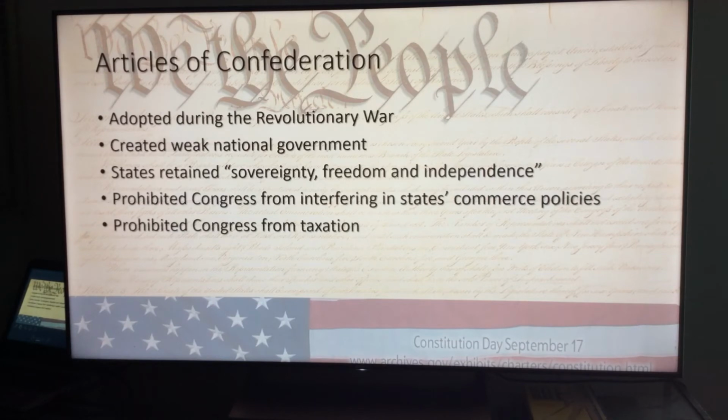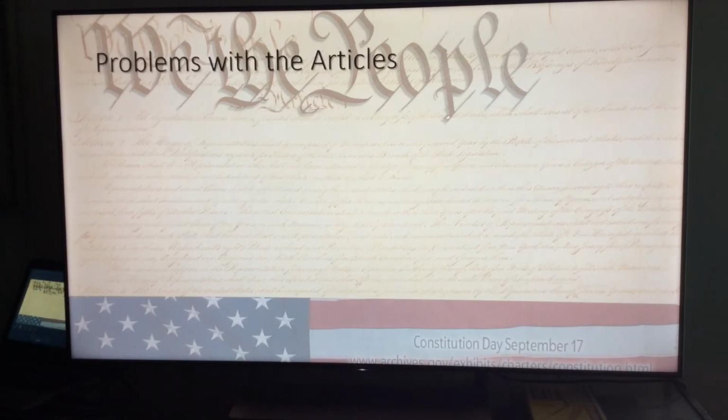Prohibited Congress from taxation. If Congress can't tax, they can't pay for a military, they can't do their job of protecting people. So taxation was important. Congress cannot tax. So we have other problems. Revenues would be supplied by states.